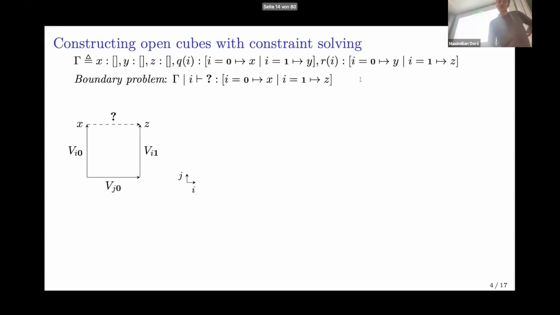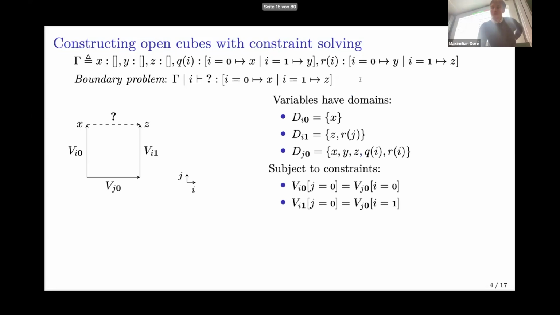So we want to find something which goes from X to Z. What we just did on the previous slide was, well, we can't construct this directly, so we'll use Kan filling, where we have three missing sides that we in some way need to find. So let's introduce some variables. These variables have domains. For instance, here, the only thing that fits in is the constant X path, right? For the other side, we have a bit of choice, because both the constant Z path and the R path will have Z on its right endpoint. For this side, we don't know at all what's going to be put in there. So this could be any of the cells of the cell context.